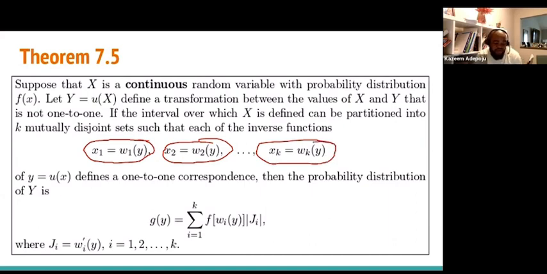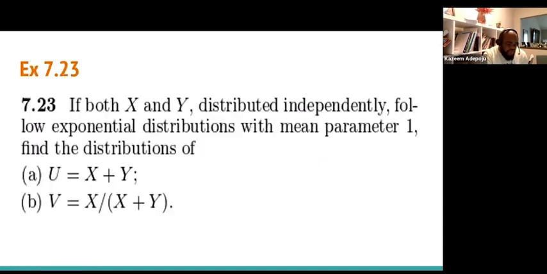After getting the inverses, we need to set up the Jacobian. When you have one variable, the Jacobian is just dx/dy. But when you have more than one variable, the Jacobian is going to be a 2 by 2 matrix. If you have 3 variables, your Jacobian is going to be 3 by 3. Take note of all of that. I just need you to understand that.